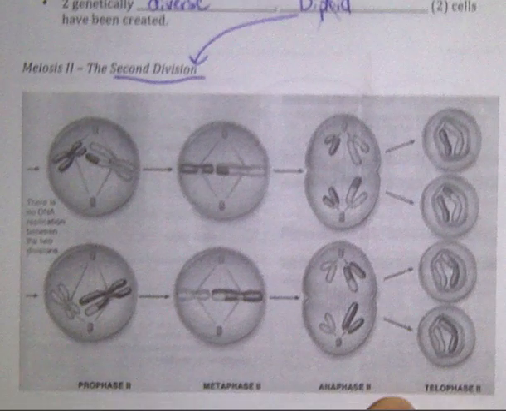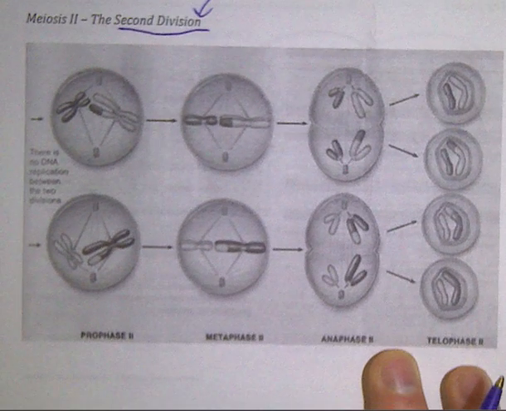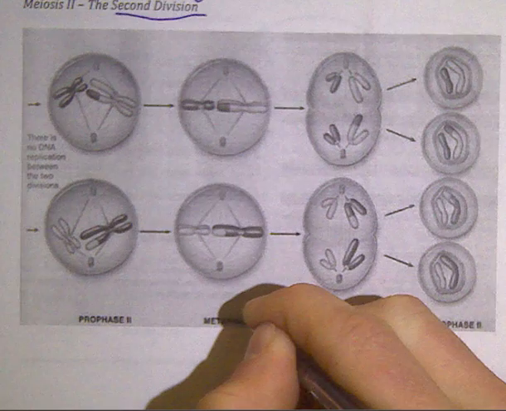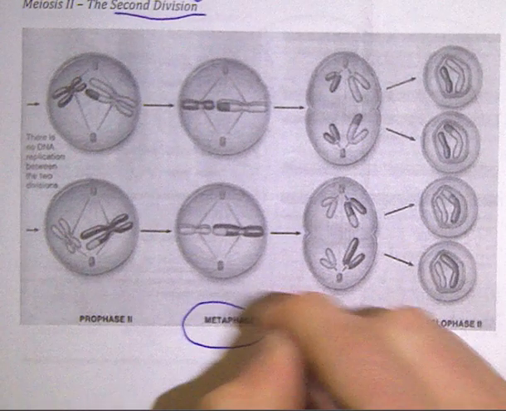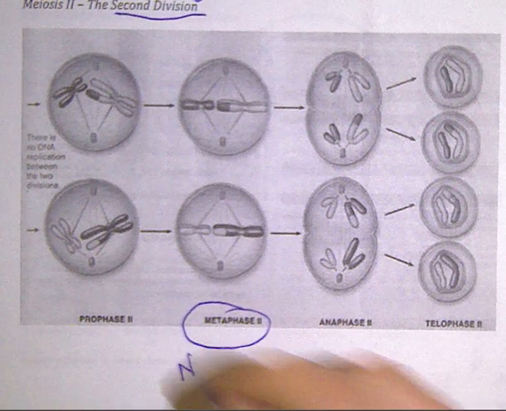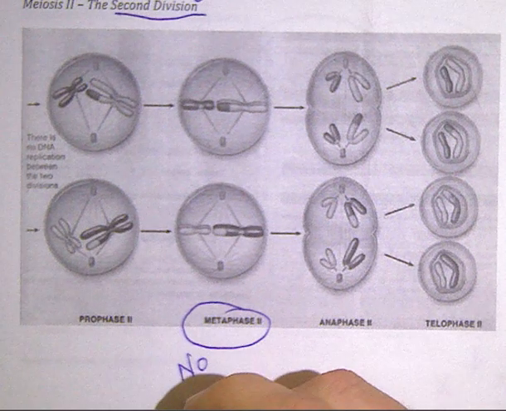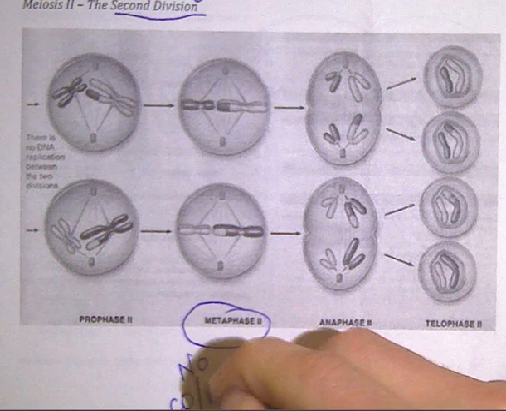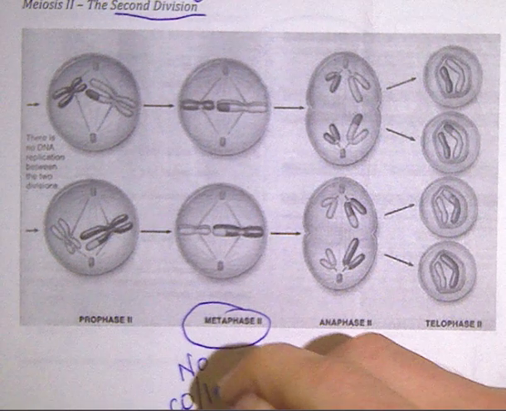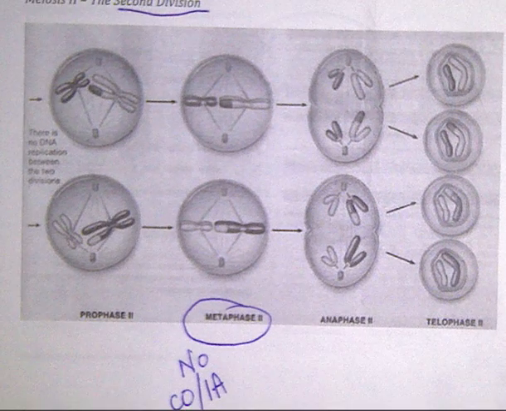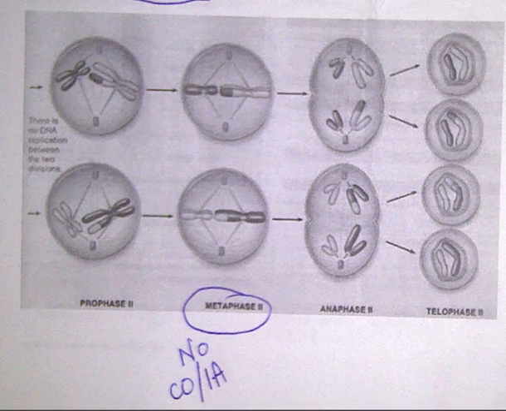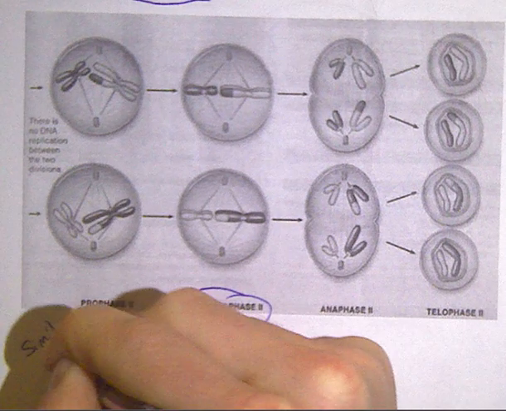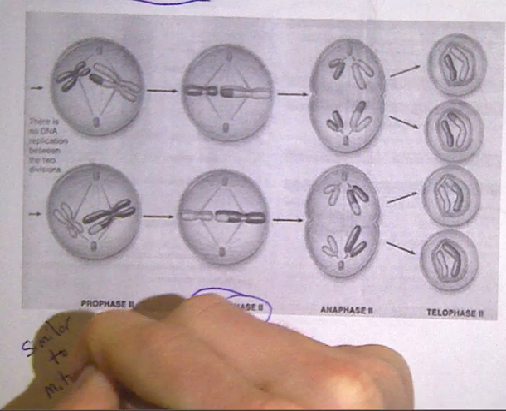That second division process is almost identical to mitosis. There's no special tricks here. In metaphase, we have no crossing over. I'm just going to abbreviate that CO. And there's no independent assortment. I'm just going to abbreviate that IA. Okay? So there's no special things going on here. This is very similar to mitosis in that way.